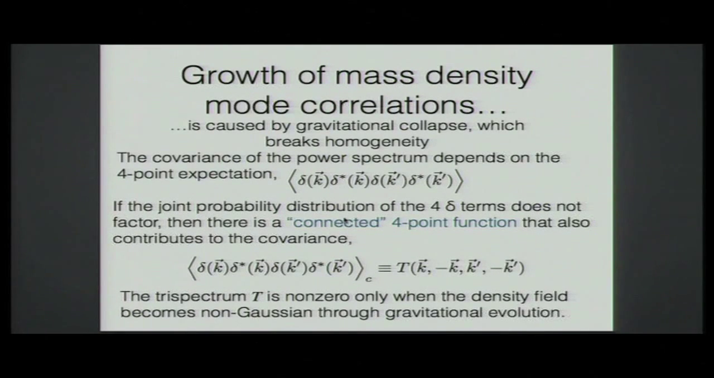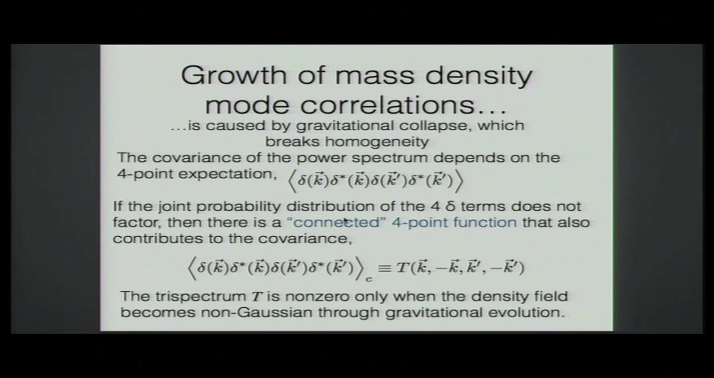And so now it's useful to think about what this term looks like if it doesn't factor apart into products of two-point functions. We call this alternately the connected four-point function or the trispectrum. The particular configuration of the four-point function that occurs in the covariance of the power spectrum estimator looks like this.